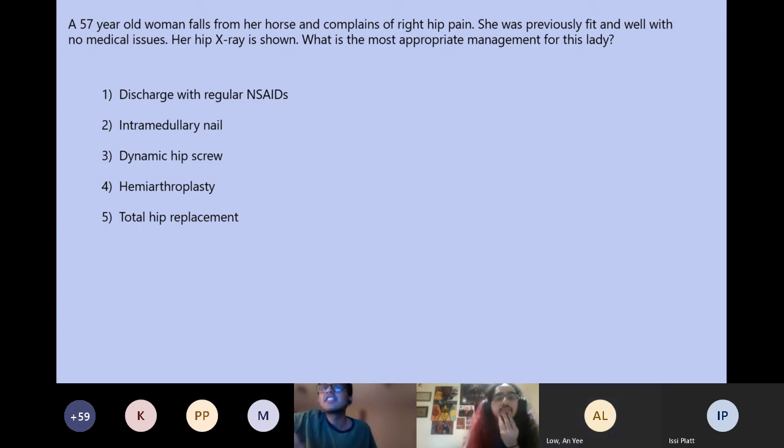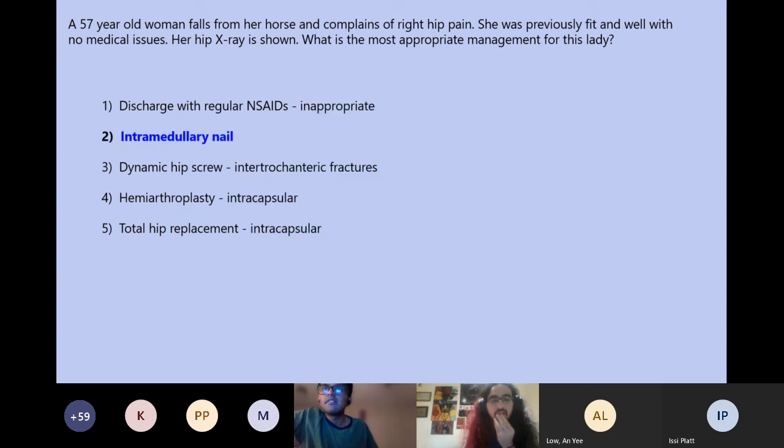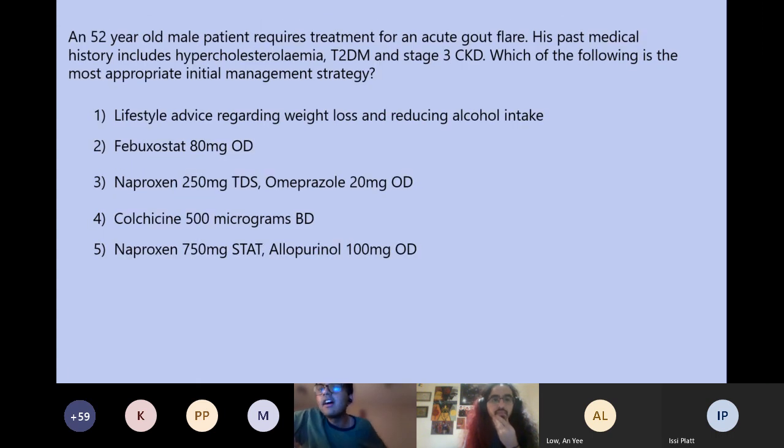Yeah, so discharge with NSAIDs is obviously wrong, and I refuse to explain why. Dynamic hip screw is used for displaced intracapsular fractures. They're not long enough to go into the shaft of the bone. Yeah, I mean, hip replacement isn't going to solve it. IM nail is the only one that's really long enough to fix this problem. Remember, DHS is intratrochanteric. If you see it in an SBA, that's it. If it's in the shaft, a nail is the way to go. Fine. Right. Who shall I pick on next?